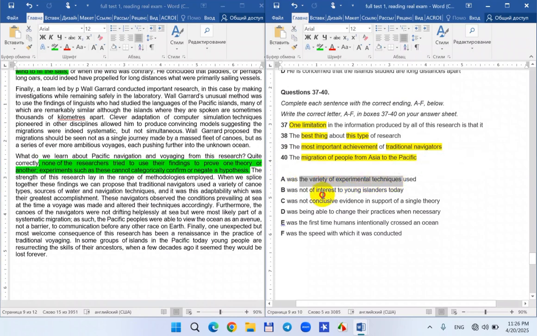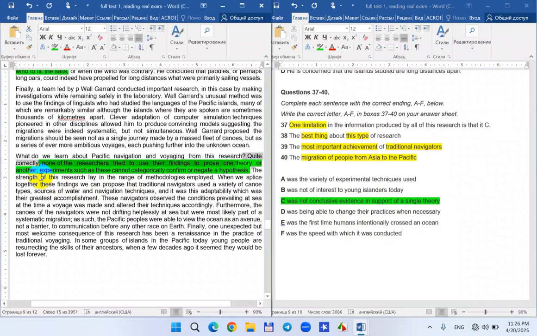The variety of techniques used was not young islanders, no. Not conclusive evidence. This is going to be the correct answer. C is going to be correct. For this one, being able to change, no. Humans, no, no, okay. Next, let me come to the strengths of this research.